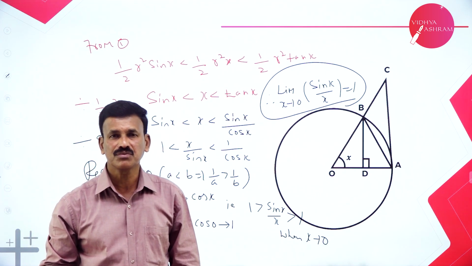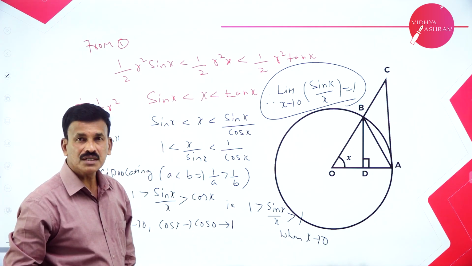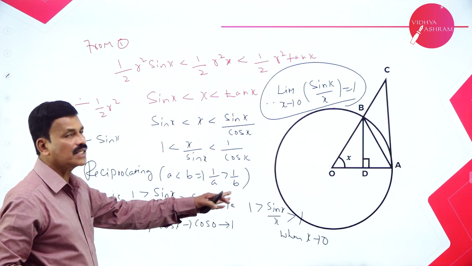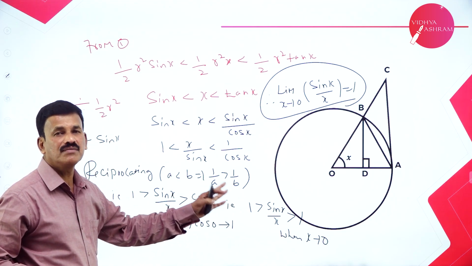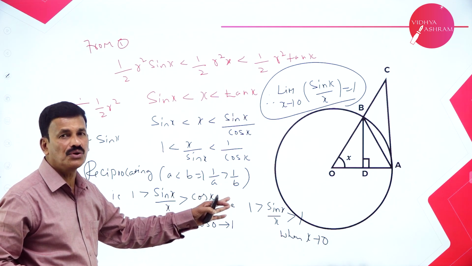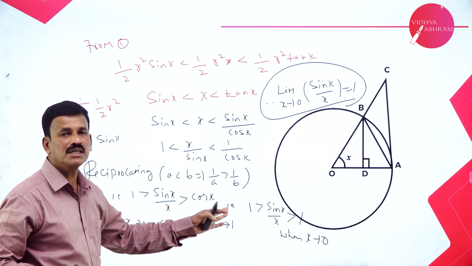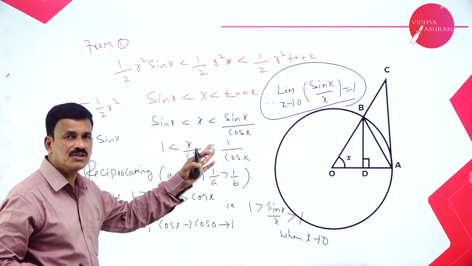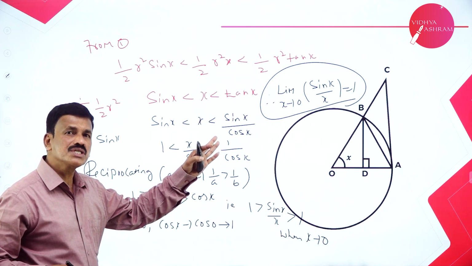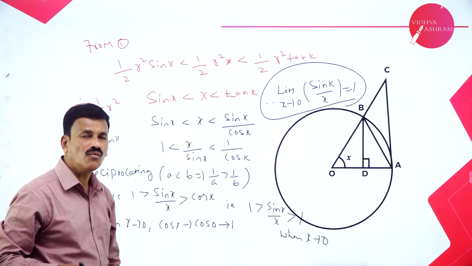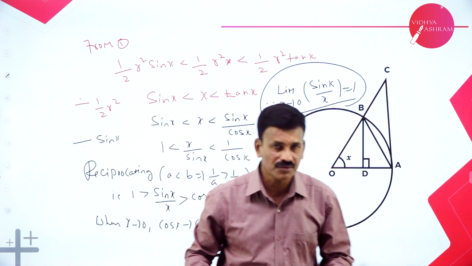Very important for the point of examination. So here the value of sin x by x lies between 1 and 1 when x tends to 0. Therefore the value of sin x by x is equal to 1. That is denoted as limit x tends to 0, sin x by x is equal to 1. That is called our sandwich theorem.